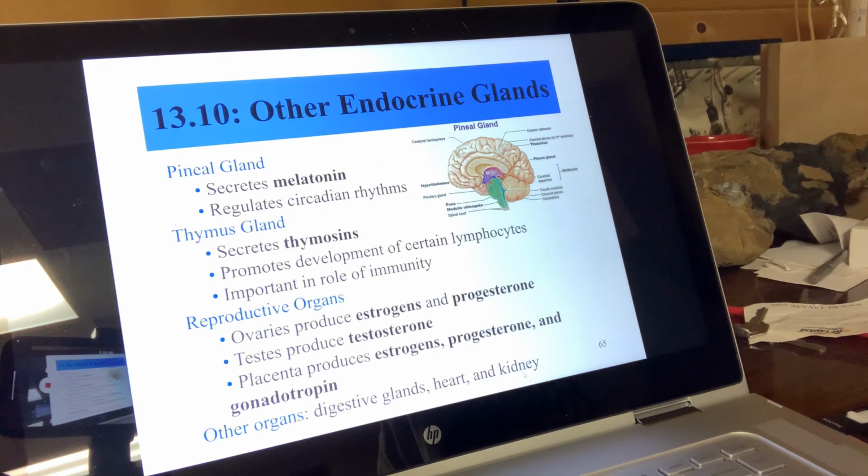And then the kidneys we've talked about. Today we talked about the production of renin in response to low blood pressure. Also, the kidneys produce the hormone erythropoietin, which is responsible for the production of red blood cells.